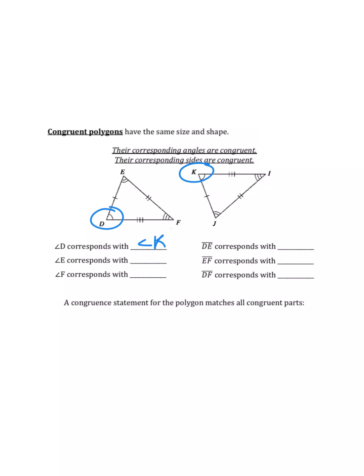Then we next can look for the one with 2 markings. That's clearly going to be J. So angle E corresponds with angle J, and angle F corresponds with angle I.